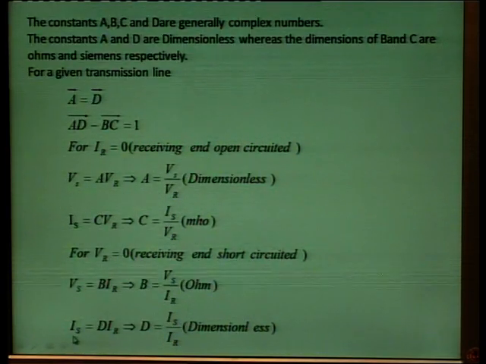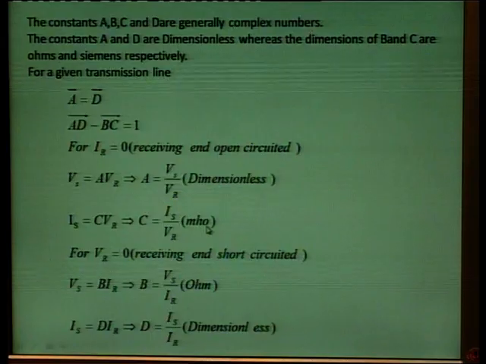Similarly, from the equation Is is equal to CVR plus DIR, D is equal to Is by IR. So again, D is a dimensionless quantity because it is the ratio of the sending end current to the receiving end current. So A and D are the two dimensionless quantities. B has been proved as having the units of ohms, and C has units of siemens.